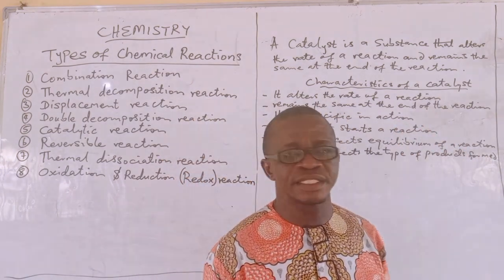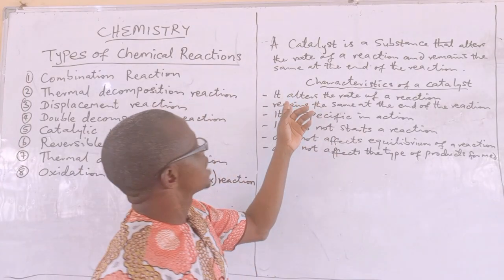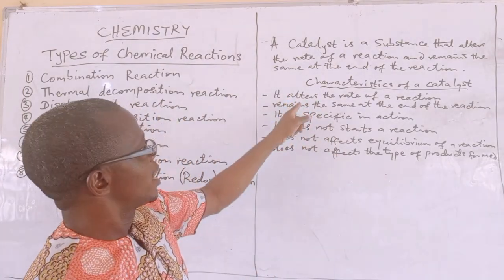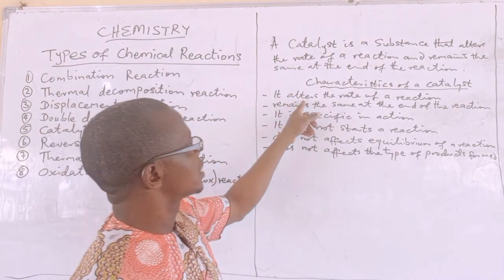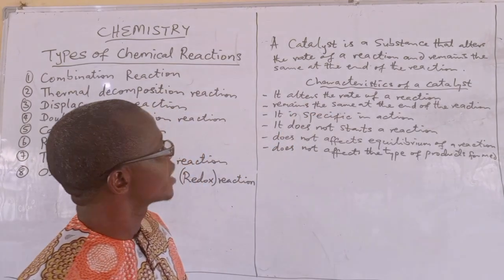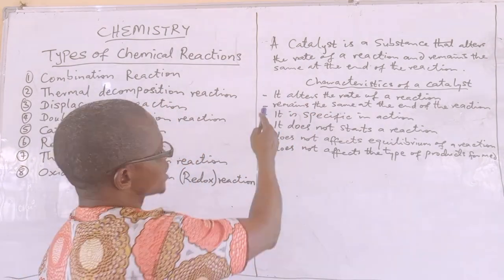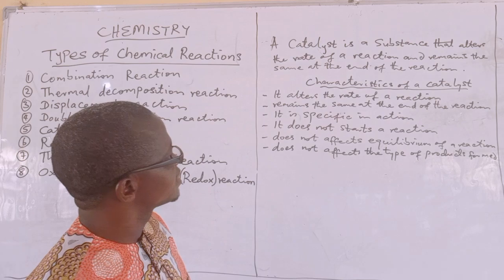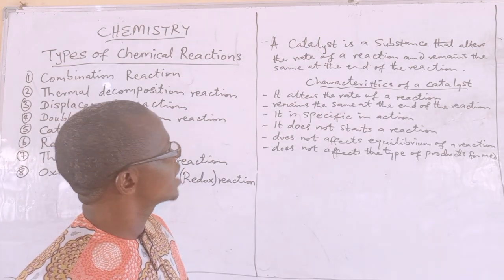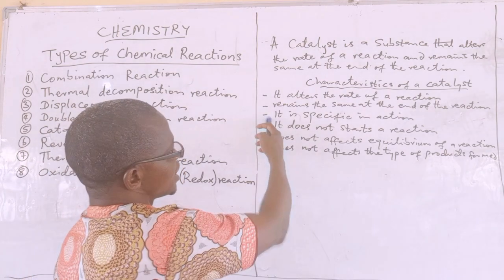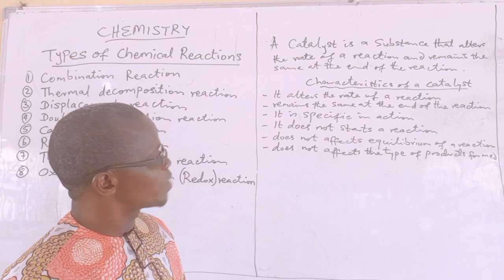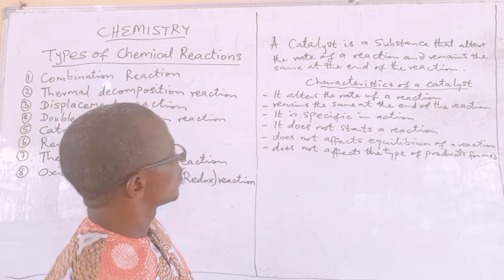So that's a catalyst. I have for you some characteristics of a catalyst. Number one is that a catalyst alters the rate of the chemical reaction. The next point is that it remains the same at the end of the reaction. Next is that it is specific in action.